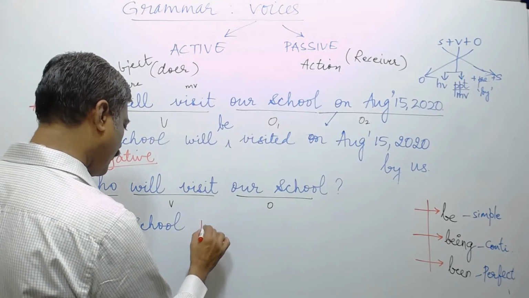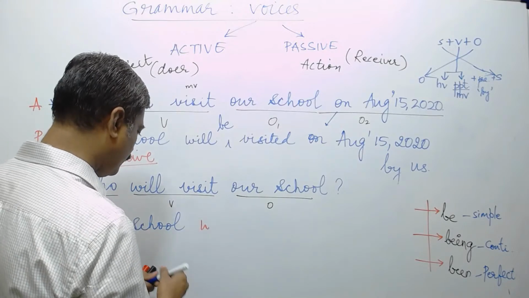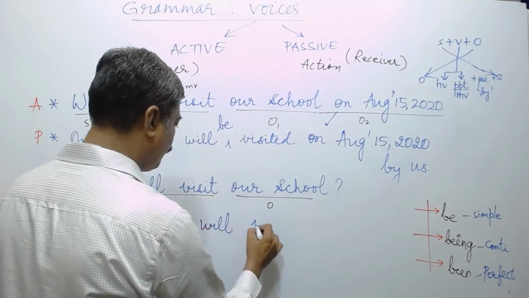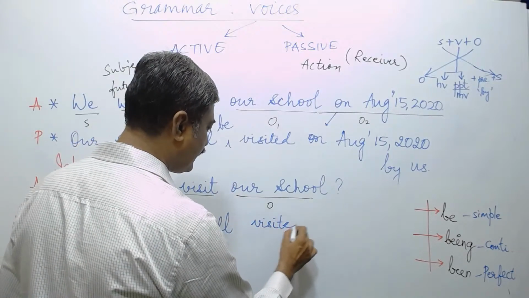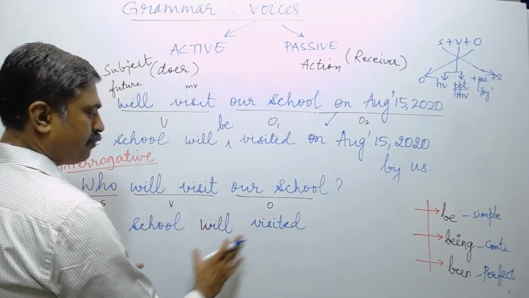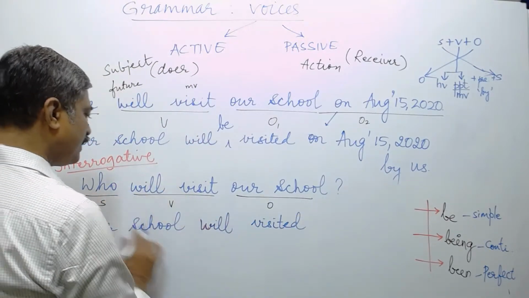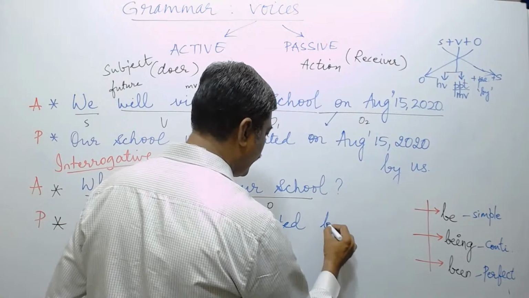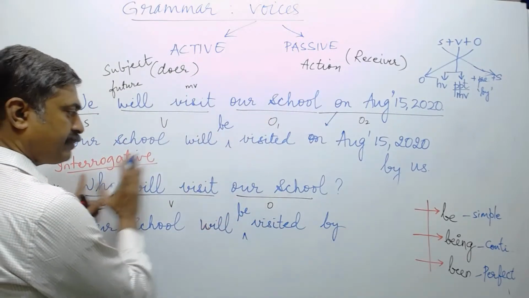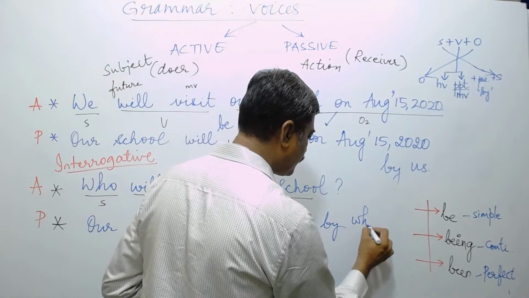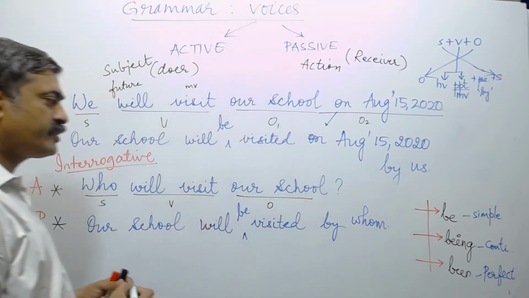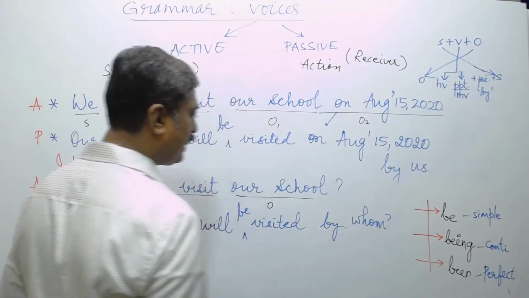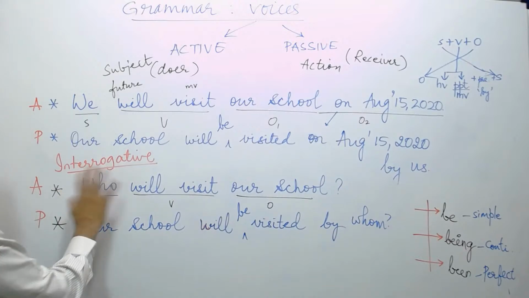Will. Then the past participle of visit is visited, but then that doesn't make proper sense. And so what we do here is we take the help of be. So our school will be visited by, and when this who comes in place of object, it changes to whom. Okay, so you got it here. Our school will be visited by whom is what we get as the answer now with the interrogative sentence.